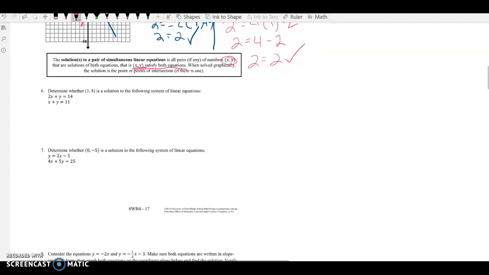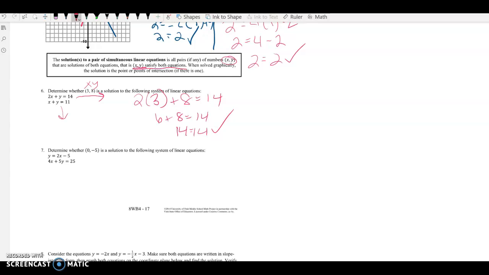So they want to know, determine whether 3, 8 is a solution to the following systems. Okay, so I'm going to go ahead and try to prove here that it works for this one. Here's x, here's y. They want to know, is this a true statement? Is it a solution? If it is, the statement will be true. So 2x would be 2 times 3, plus y, which is 8, is 14. I get 6 plus 8. Is that equal to 14? Yes. 14 equals 14. So 3, 8 is a solution for the top one.